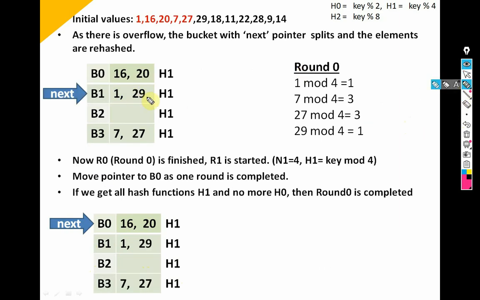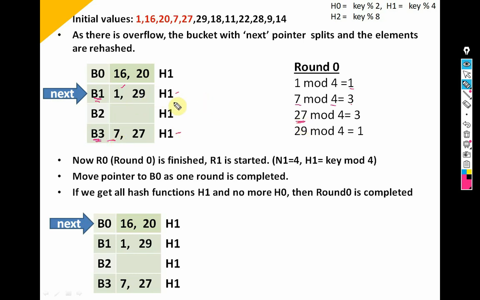Okay. You observe here. This h0 became h1. The bucket got split. As a result of the split, previously you had only up to b2, now you got b3. You can observe here h0 became h1. The values are rehashed. 1 mod 4 is 1, and hence 1 is placed in first bucket. 7 mod 4 is 3, and 7 is placed in third bucket.